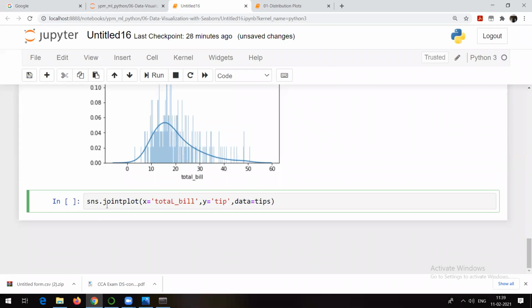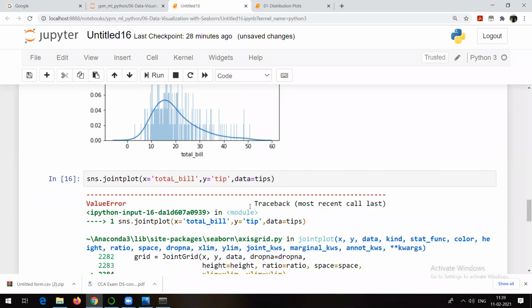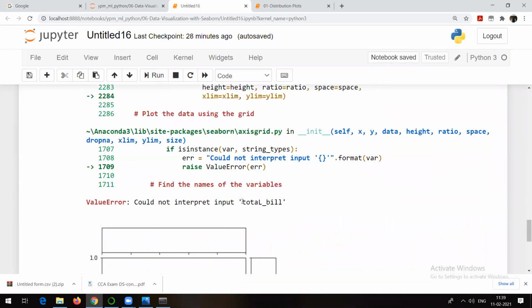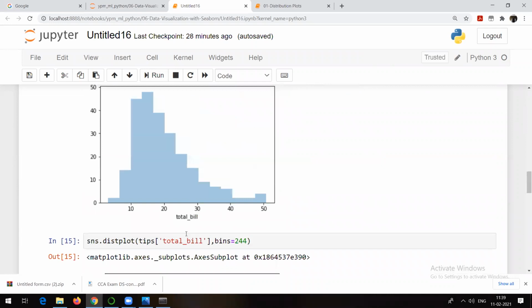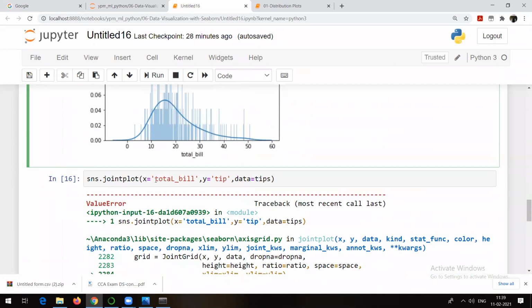Suppose I try to run this as it is. There might be a syntax error. I will have to check the name of the column. Total underscore bill it is. I will copy this. x is equal to total underscore bill. Yes, it is right.